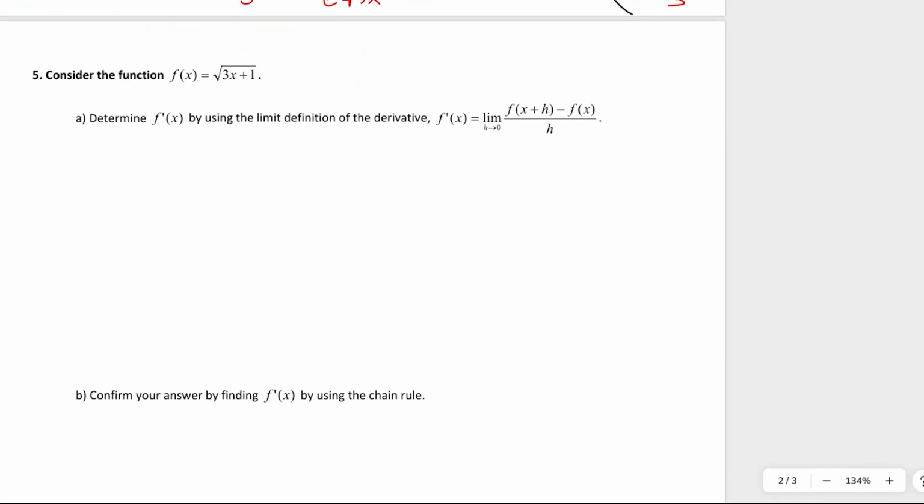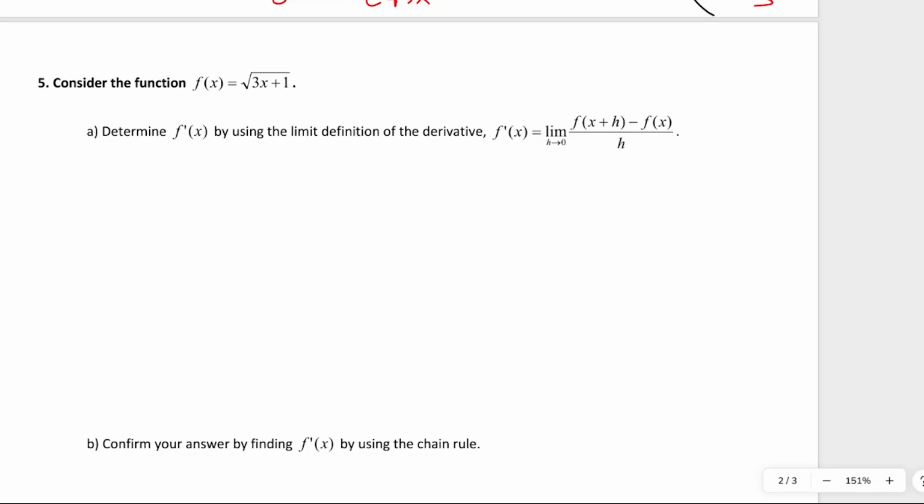Number 5 says consider the function f of x equals the square root of 3x plus 1. Determine the derivative by using the limit definition. Oh boy, okay. It has been a while since we've used a limit definition. In fact, this was one of the first things that we learned in Unit 2 when we first learned what a derivative even was. Remember, we had that whole first unit on limits, and it led us up to the very beginning of Unit 2, which introduced us to the idea of a derivative. And a derivative is just a limit. And so it necessitated the talk of what a limit is.